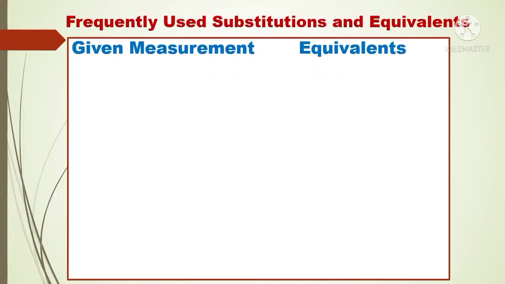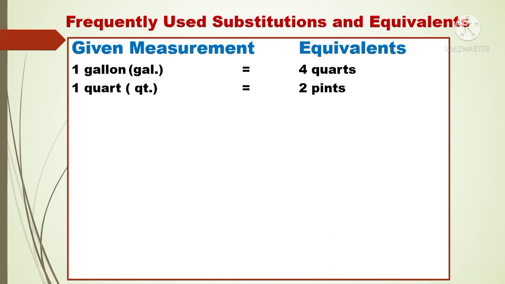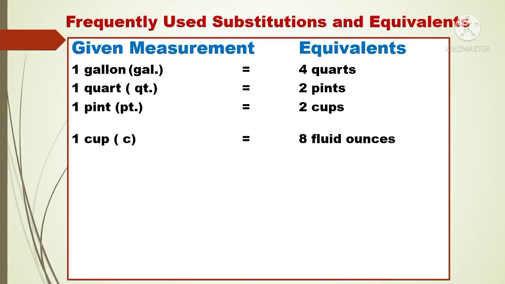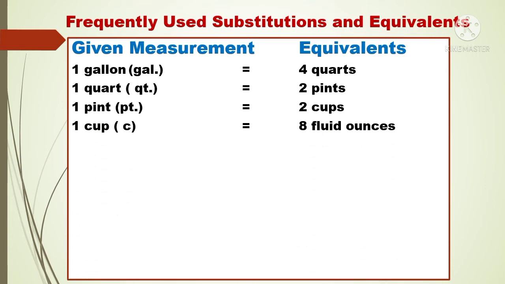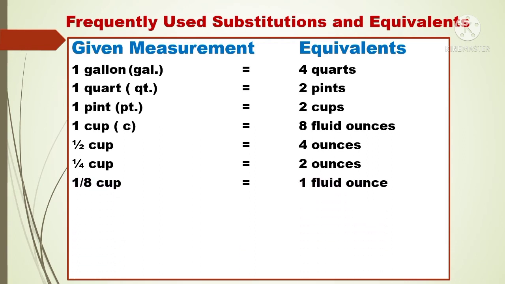Now let's learn some given measurements and their equivalents. 1 gallon is equal to 4 quarts. 1 quart is equal to 2 pints. 1 pint is equal to 2 cups. 1 cup is equal to 8 fluid ounces. 1/2 cup is equal to 4 ounces. 1/4 cup is equal to 2 ounces. 1/8 cup is equal to 1 fluid ounce.